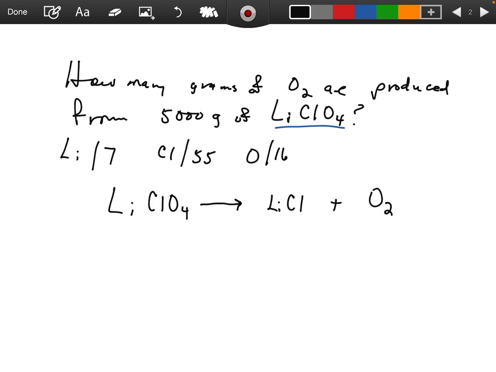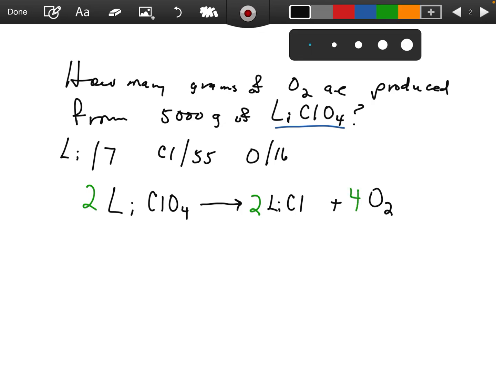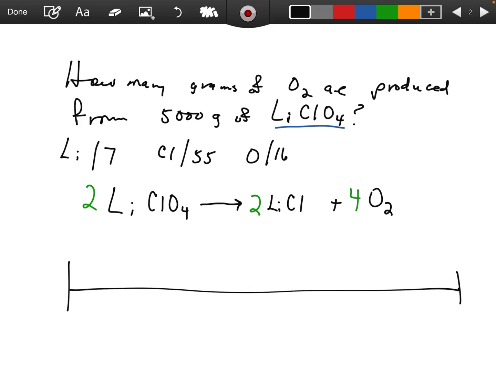And so we're going to balance this by putting a 2 here. You would have to balance that on your own. And so the question is, how many grams of oxygen are produced from 5,000 grams of lithium chlorate? Again, it's 4 steps. Same 4 steps. 5,000 grams of lithium perchlorate over 1, not over 1 anything. We're just reminding ourselves that this measurement or this amount is in the numerator because that helps us set the problem up correctly.